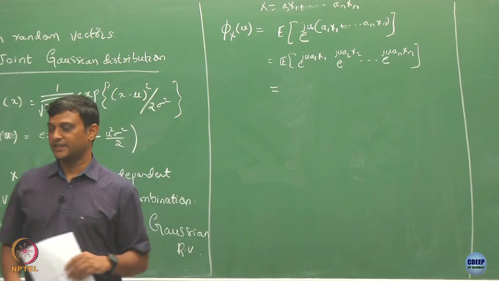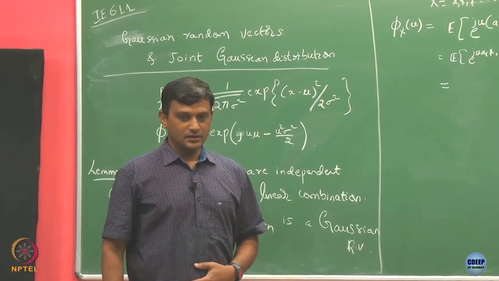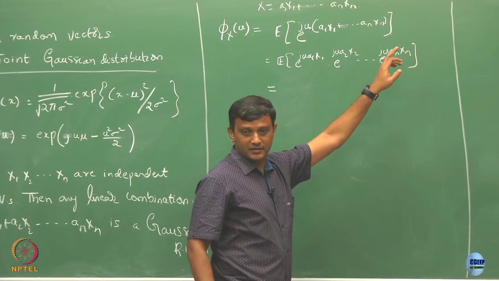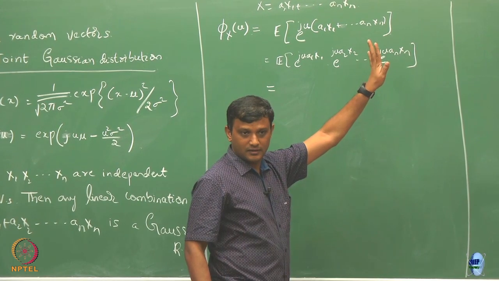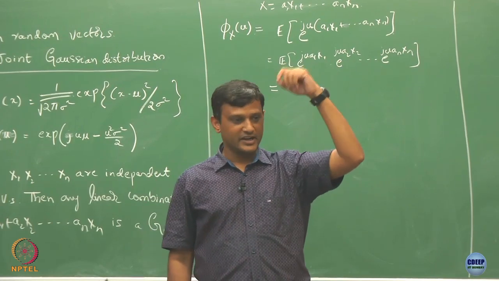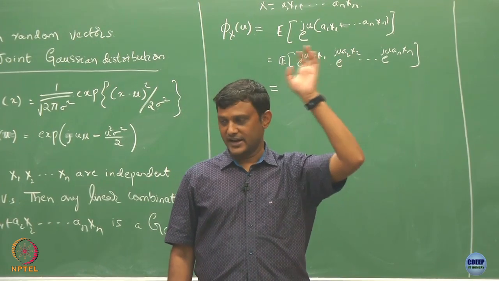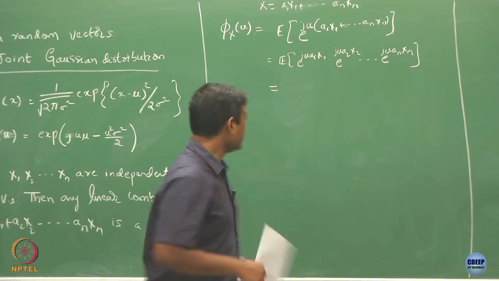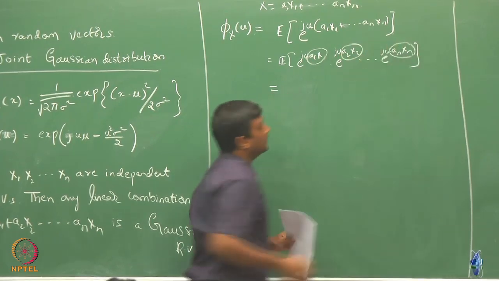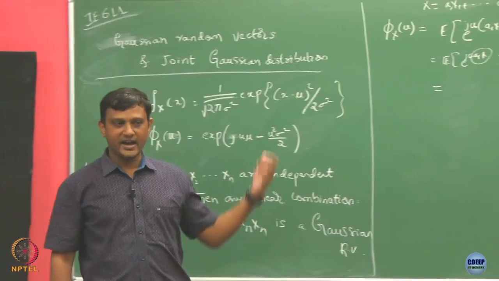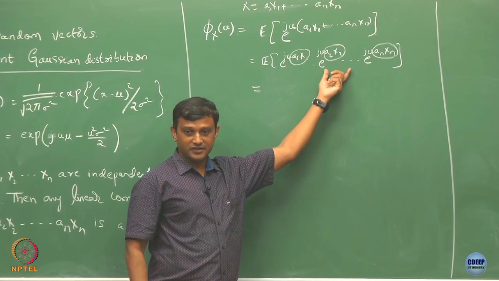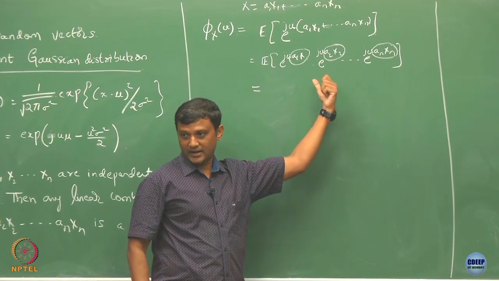Now that x1, x2 and so on are independent, do you think a1 x1, a2 x2 and an xn are also independent? If x1 and x2 are independent, and I multiply x1 by a1 and x2 by a2, will a1 x1 and a2 x2 also be independent? So these random variables are independent. Now, if they are independent, can I write this expectation as the product of the expectations of each of these terms? If they are independent, I should be able to do this.